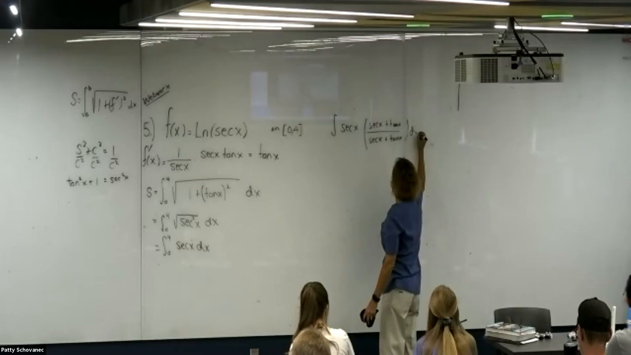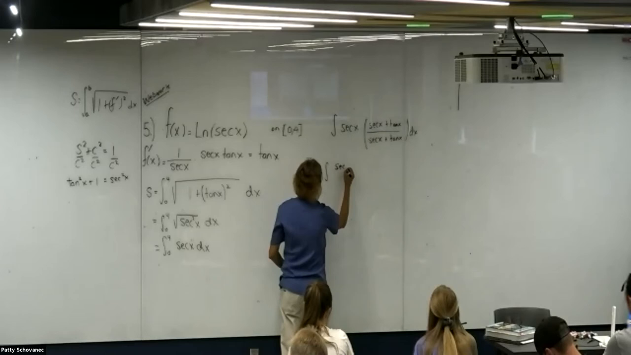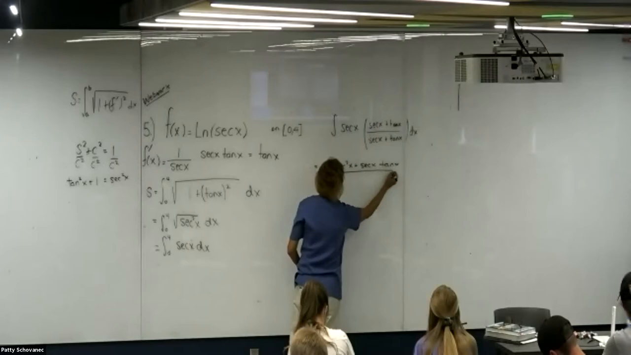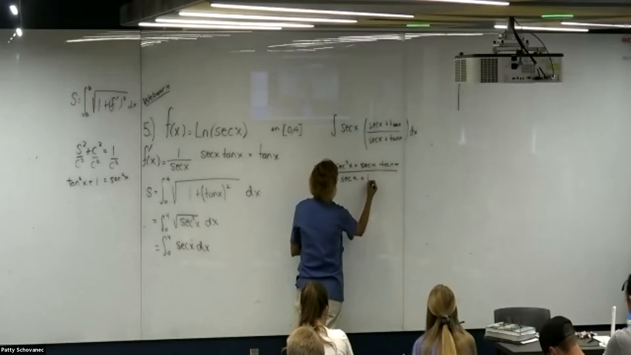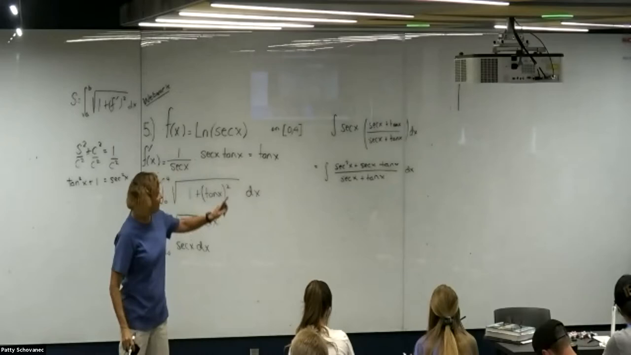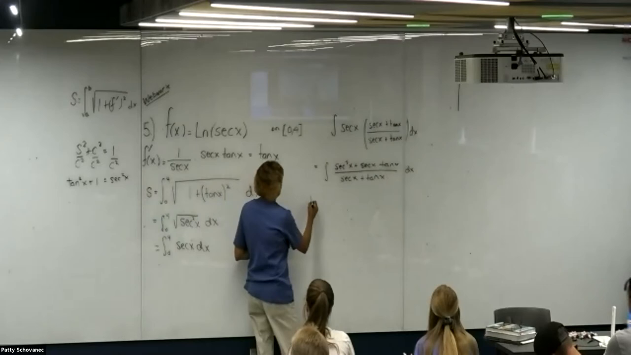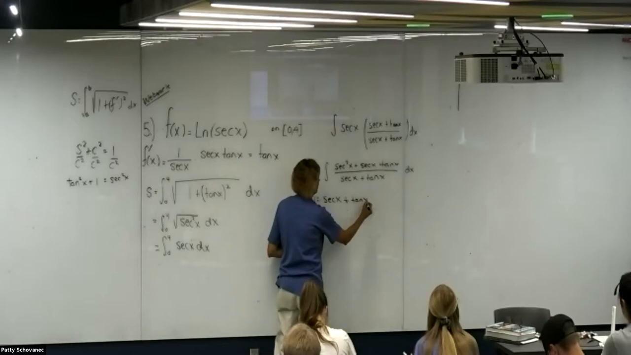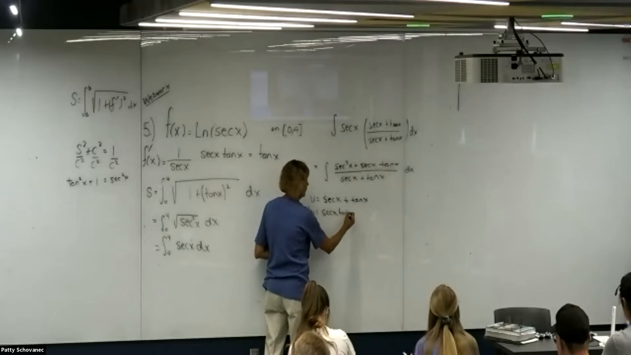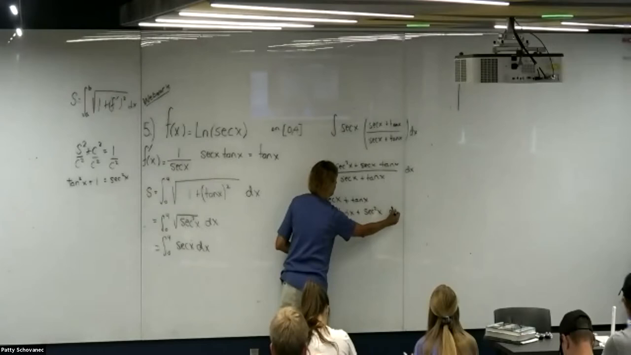In the numerator, you get secant squared of x plus the secant of x times the tangent of x. And in the denominator, you just get the secant of x plus the tangent of x. If you do this clever multiplying by 1 and you take u to be the denominator, both of those terms have their derivative present in the numerator. You said the derivative of secant was the secant times the tangent. What was the derivative of the tangent? Secant squared. And that's the entire numerator, though written in the other order, but addition is commutative.